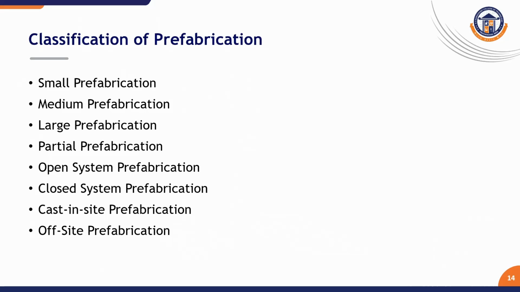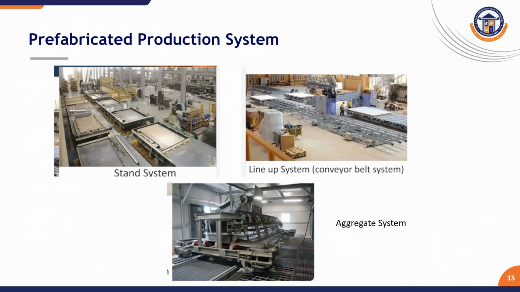Some of the classifications of prefabrications are small, medium, and large prefabrications, which vary by size and scope of the components. Partial prefabrications: some components are prefabricated while the others are made on site. Open system prefabrications and closed system prefabrications, where the open system allows flexibility, whereas the closed system follows strict design rules. Cast-in-situ prefabrications as well as off-site prefabrications, where cast-in-situ refers to concrete placed on site, and off-site refers to components produced away from the site.